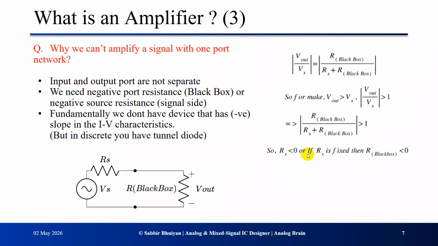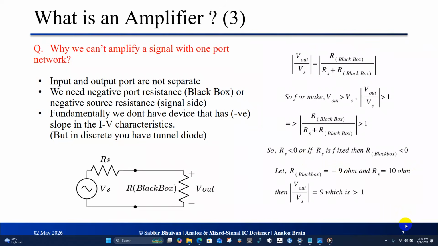So Rs is less than 0, or if Rs is fixed, then our black box is less than 0. Or you can get it with some numbers. Okay, our black box is equal to negative 9 ohm and Rs is equal to 10 ohm. So Vout by Vs is equal to 9, which is greater than 1. So we get amplification, but our black box is negative 9 ohm. So we can't do it with a single port, right?